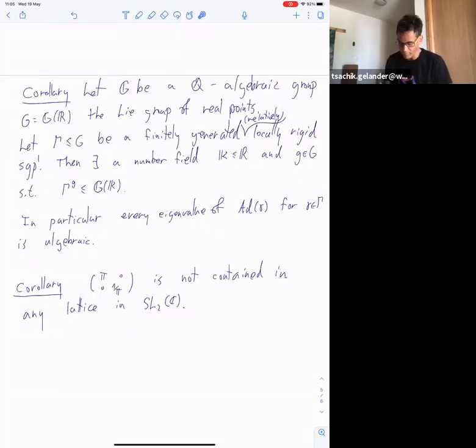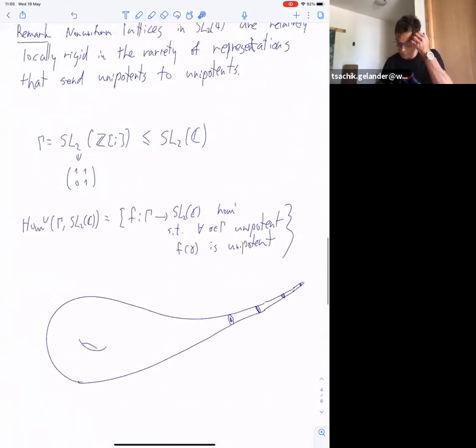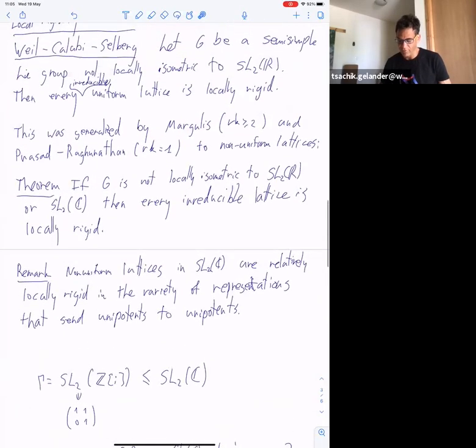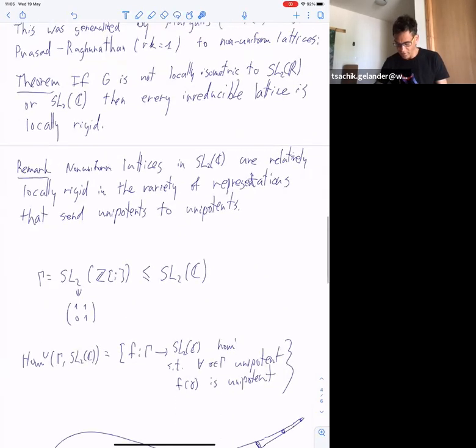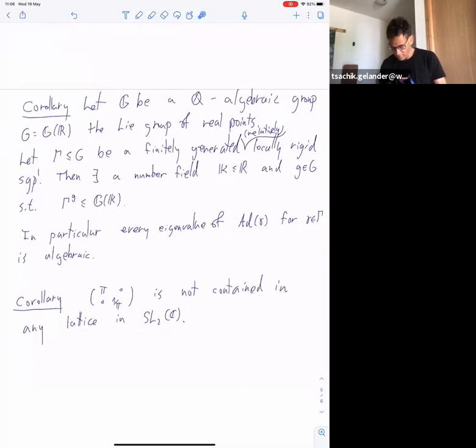So this corollary applies to anything which is locally rigid, and you usually apply it together with a local rigidity theorem, because then the local rigidity theorem tells you that if you give me a lattice, I know it's locally rigid, and now I can conjugate it into such a group, the group of real points.